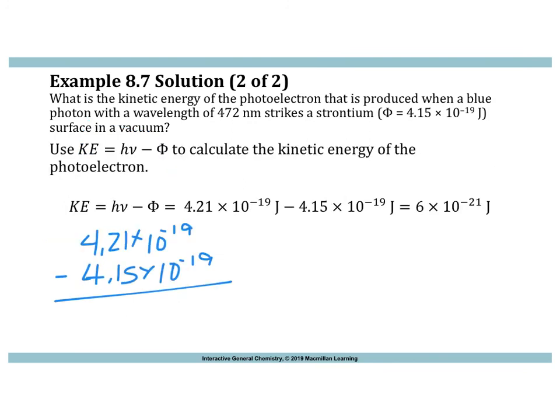Finally, we can use our kinetic energy equation to find out how much of the photon's energy is left over after the electron is liberated from the strontium surface. We see that the amount is small, but equals 6 times 10 to the negative 21st joules. Note that we lose two significant figures in the process of doing this calculation.